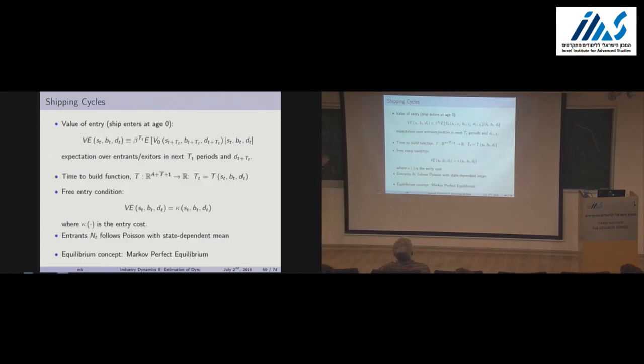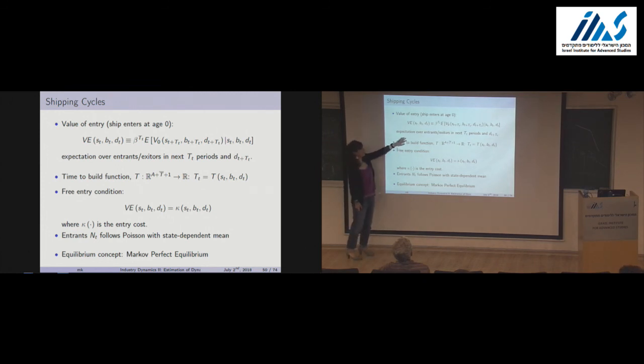Okay, entrance is going to be super simple. So here is the value of an entrant at a particular industry state. An entrant decides to enter, but there's time to build, so it's going to take capital T periods to enter this market. So if I'm an entrant, I need to take the T period ahead expectation of the value of a 0-year-old ship. So I need to predict what will happen to the age distribution, backlog, and demand in T periods from today. Okay?